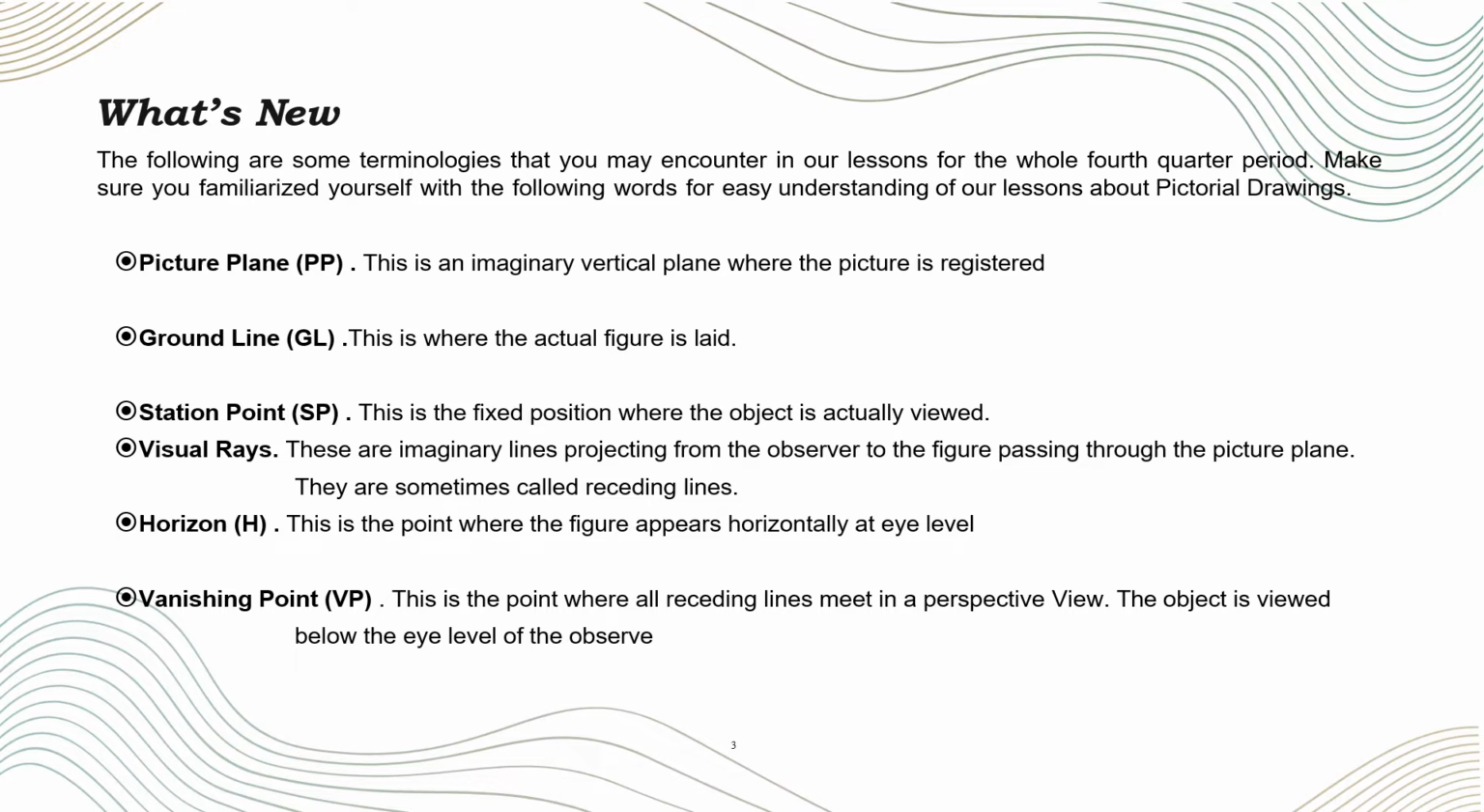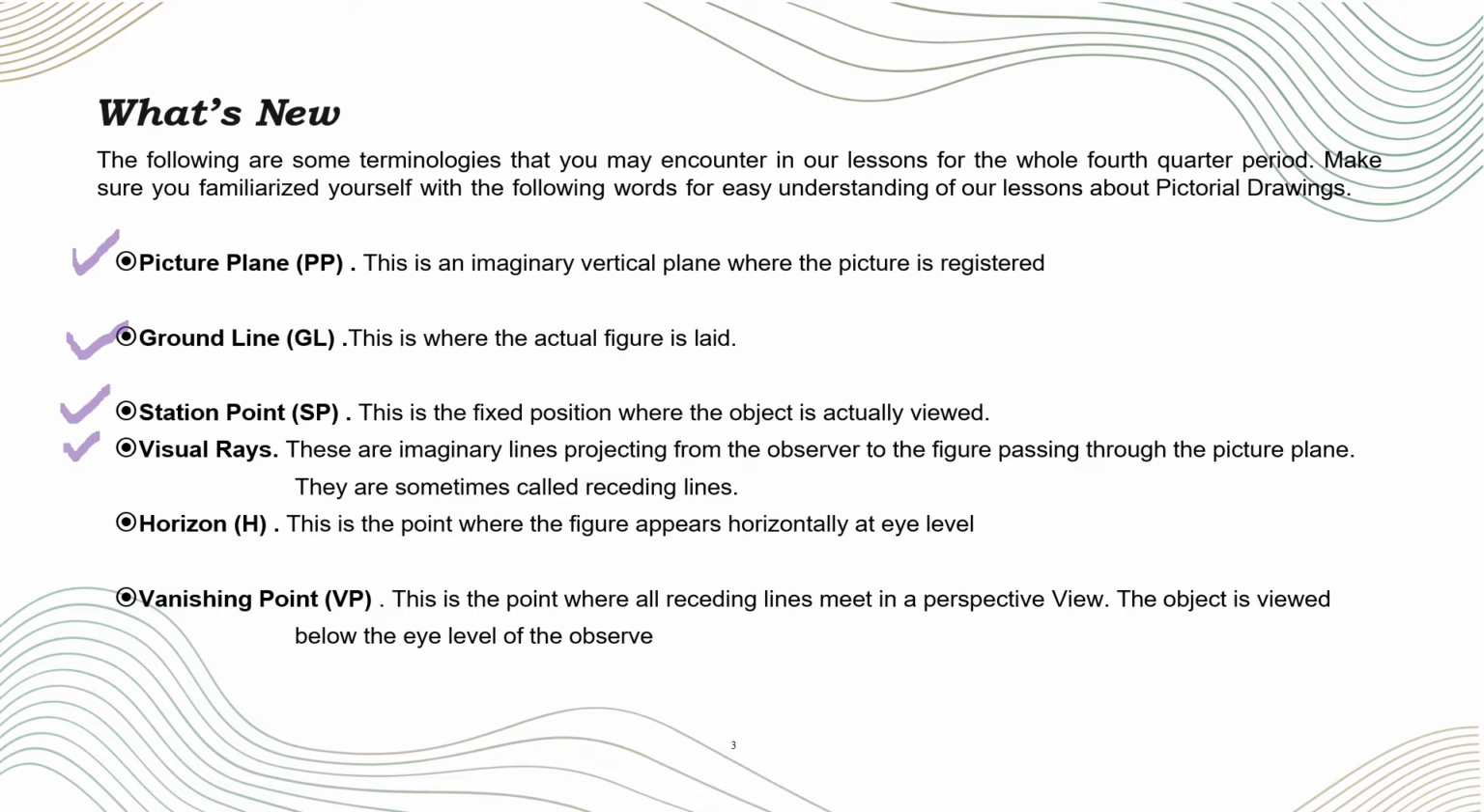What's new? The following are some terminologies that you may encounter in our lessons for the whole fourth quarter period. Make sure you familiarize yourself with the following words for easy understanding of our lessons about pictorial drawings. First, we have the pictorial plane. Pictorial plane is an imaginary vertical plane where the picture is registered. The second one is the ground line. This is where the actual figure is laid. The third one is the station point. This is the fixed position where the object is actually viewed.